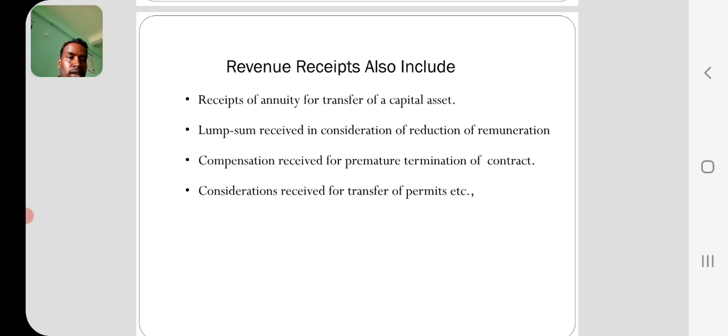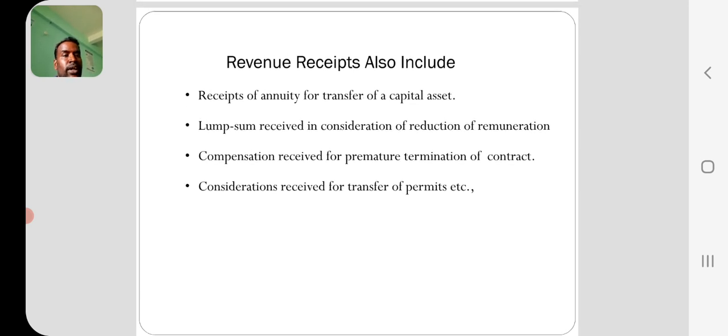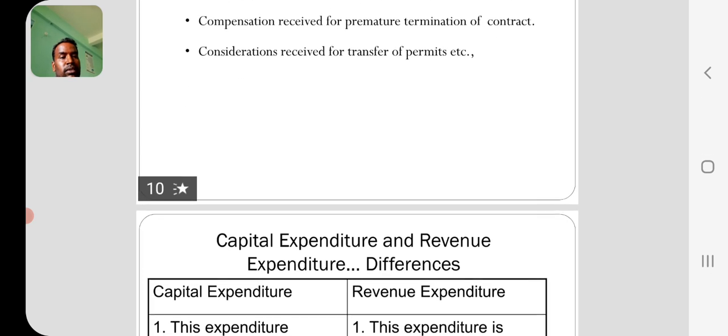also include receipts of annuity for transfer of a capital asset, a lump sum amount, a bulk amount received in consideration of reduction of remuneration, compensation received for premature termination of contract, consideration received for transfer of permits, etc.